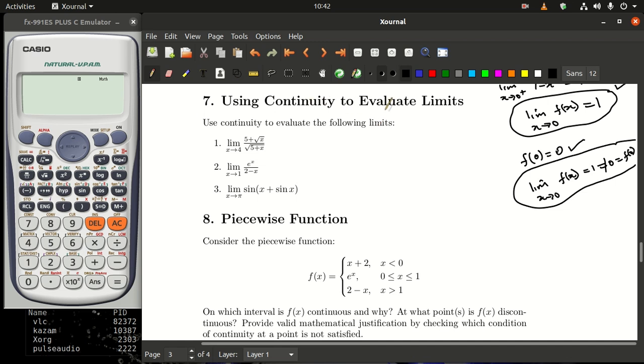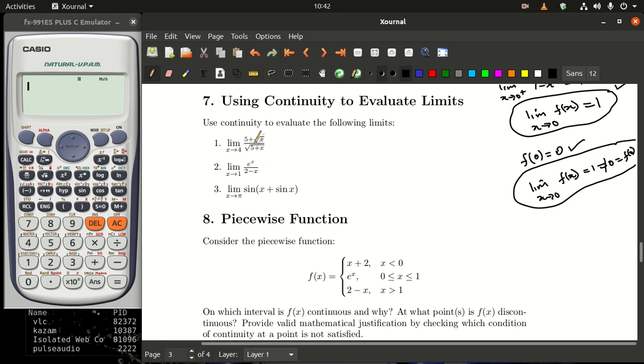Using continuity to evaluate the following functions. Of course, this one you do the same thing here. What is the domain of this whole function? X must be greater than or equal to 0 for this one to be defined. And also, if this one is defined, adding a 5, this one will also be defined. So 4 is bigger than 0, so I can plug in a 4.